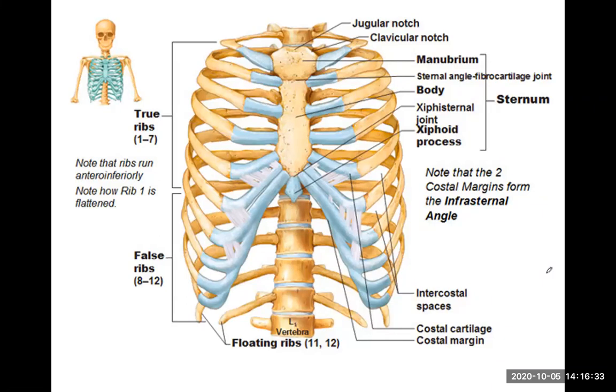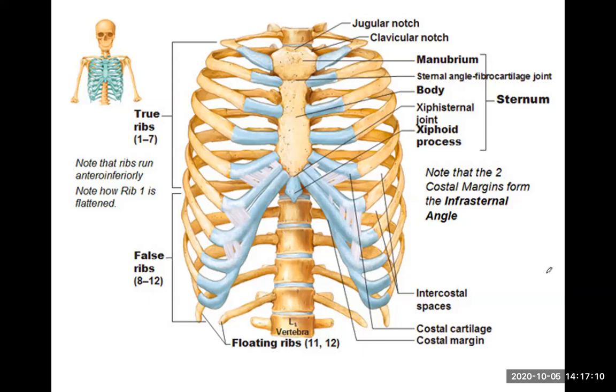Now, when we're talking about your ribs, we'll talk about the structure in just a second. But before that, I want you to be able to distinguish what is considered to be true ribs versus false ribs versus what we call floating ribs. Now, the terminology for this comes from how the ribs are connected to your sternum using the costal cartilage.